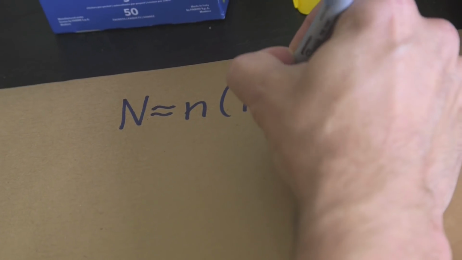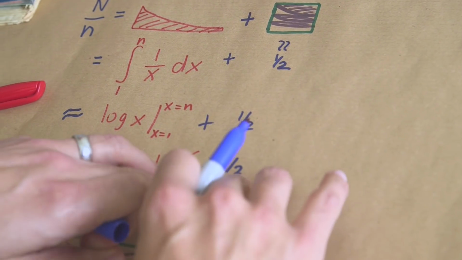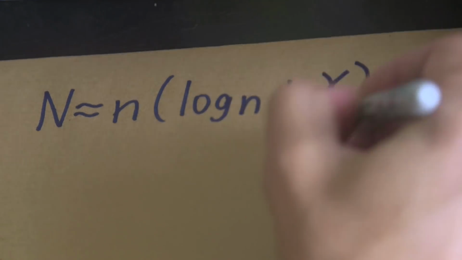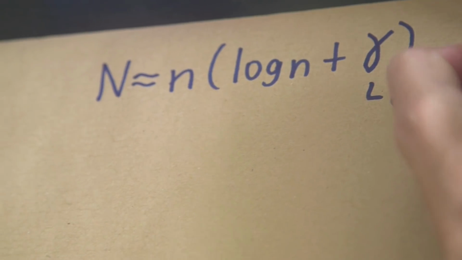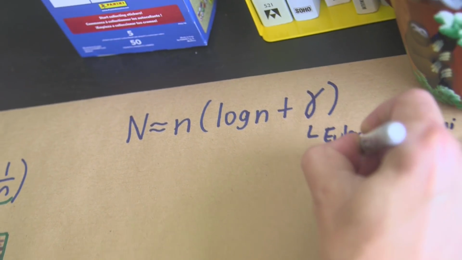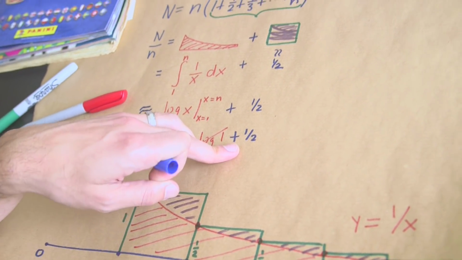Let me state a more precise version of this theorem. N is approximately n times the logarithm of n plus a constant. And I made this constant here 1/2. It turns out to be a little bit bigger than that, and it has a name. It's called gamma. This is called the Euler-Mascheroni constant, and it's about 0.577. So this is not too far from the estimate. And if you want to prove this, you need a little bit more calculus. But I think our estimate shows us that this is pretty reasonable.